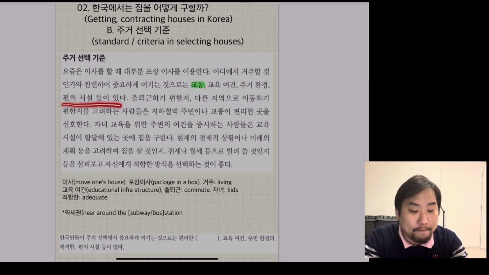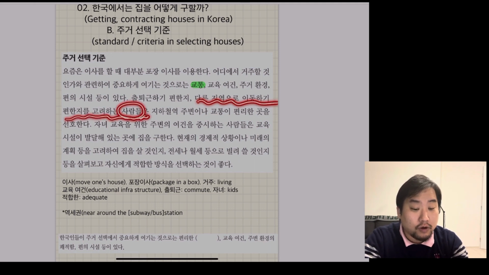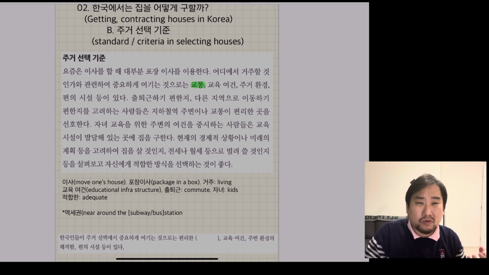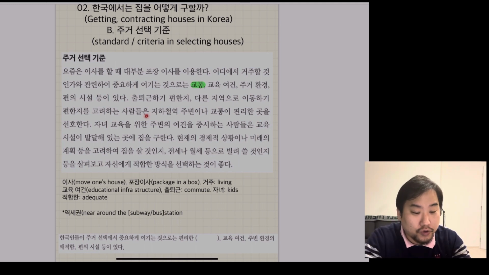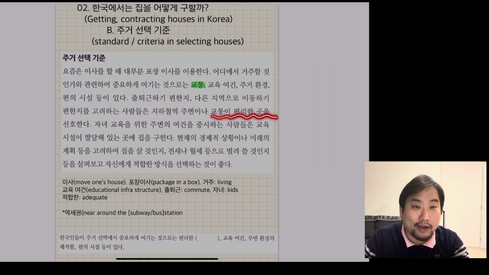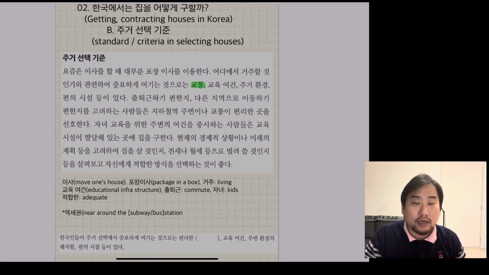So 등이 있다. 출퇴근하기 편한지. So 출근, 퇴근, it means commute. The 출퇴근 is commute, so easy to commute or 다른 지역으로 이동하기 편한지를 고려하는 사람들. The people who consider the convenience to move to other areas because of the school or because of the company. The person usually 지하철역 주변, near the subway station or 교통이 편리한 곳, convenient transportation, 을 선호한다. Prefer. So the people who focus more on the transportation or easily moving to other areas.